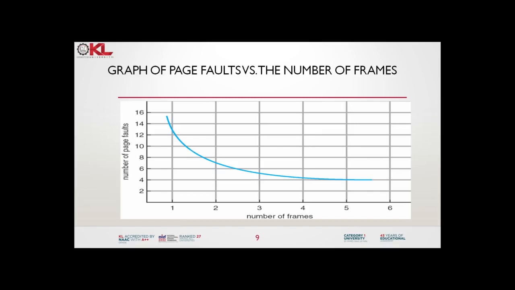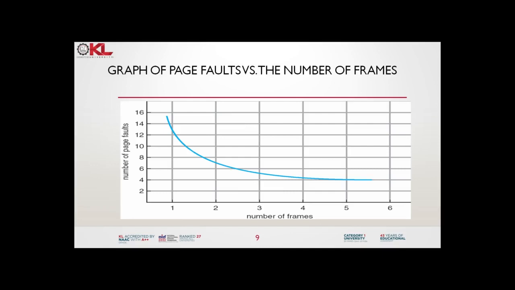As I discussed, we are trying to reduce the number of page faults by increasing the number of frames. What do you mean by frame again? The main memory is divided into slots called frames. Okay, when more frames are available, fewer page faults are going to happen. This is a general phenomenon.